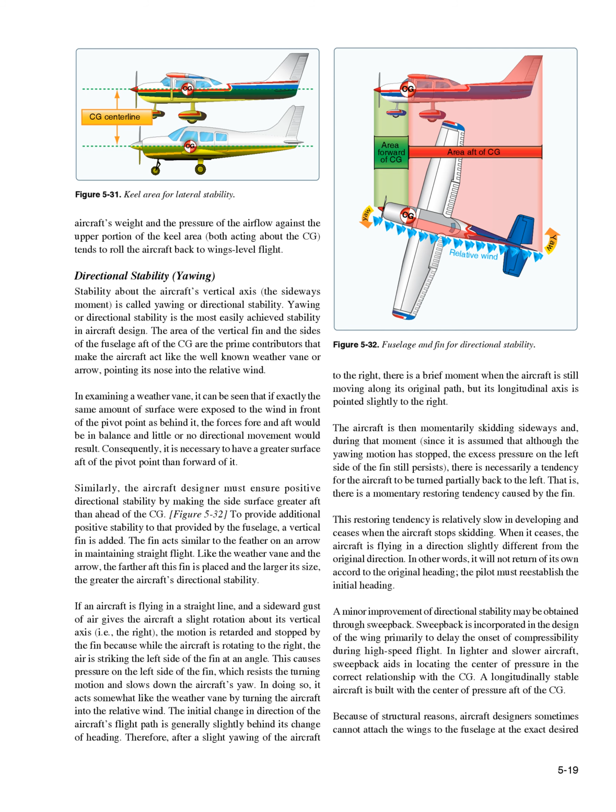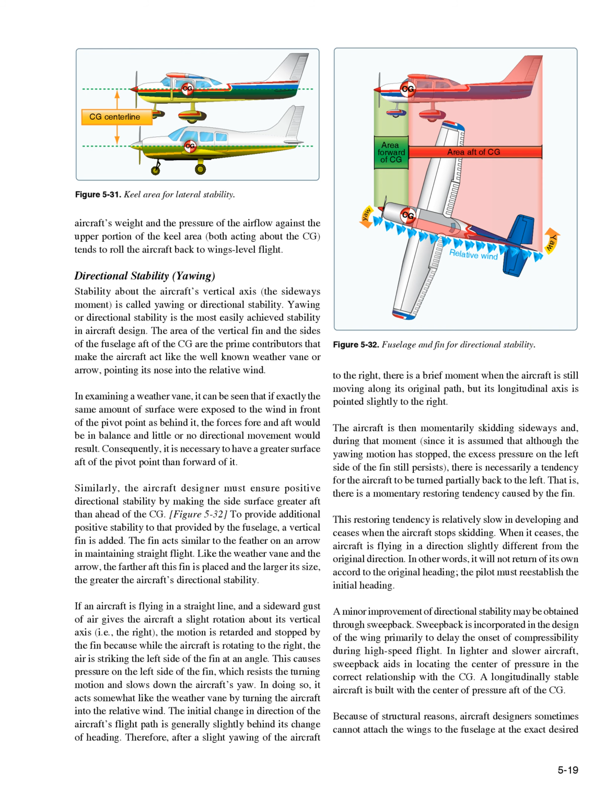Directional stability. Yawing, stability about the aircraft's vertical axis, the sideways movement, is called yawing or directional stability. Yawing or directional stability is the most easily achieved stability in aircraft design. The area of the vertical fin and the sides of the fuselage aft of the CG are the prime contributors that make the aircraft act like the well-known weather vane or arrow, pointing its nose into the relative wind.